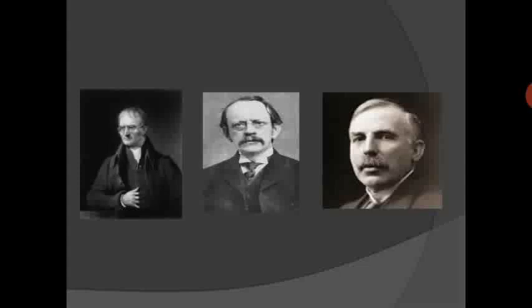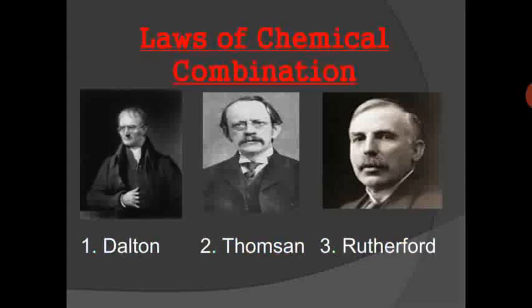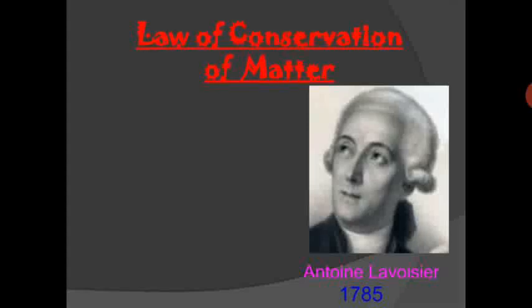Do you know the scientists Dalton, Thomson and Rutherford? They studied the structure of substances and the atoms and thus discovered the law of chemical combination. What do you mean by chemical combination? Chemical combination means compounds or molecules are formed when different atoms or molecules combine chemically to form a new substance. Just now you have learned about the formation of the water molecule. It is formed by combining hydrogen and oxygen, that is the chemical combination.